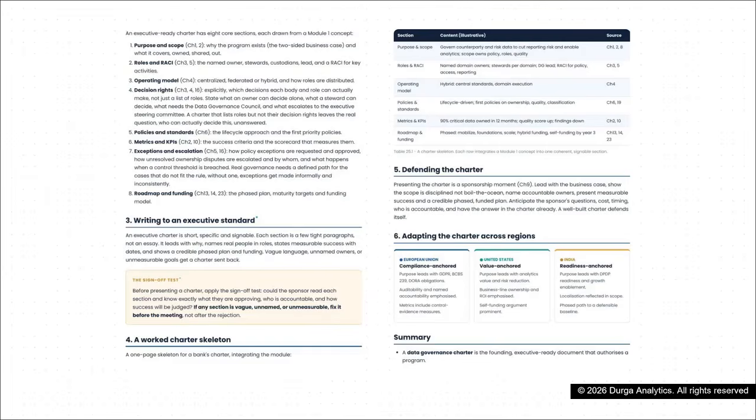When I teach data stewards and platform engineers, I love showing them this worked skeleton for a bank. Just look at how beautifully complex realities can map onto a single, coherent page. The purpose leads right out of the gate with governing counterparty risk to cut reporting risk. The roles name specific domain owners. The operating model is hybrid. The metrics? They target 90% of critical data owned in 12 months. And the roadmap outlines a realistic 3-year path to self-funding. Every single row takes a Module 1 concept and integrates it into a highly signable section.